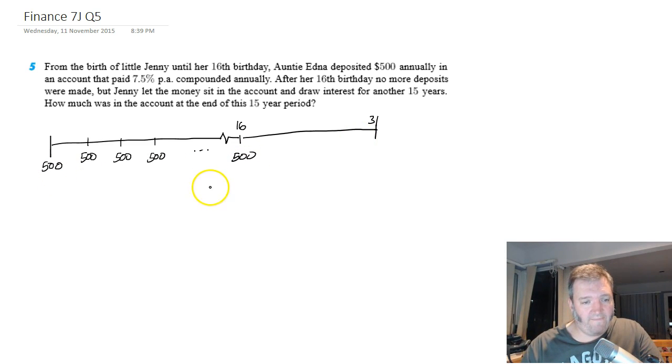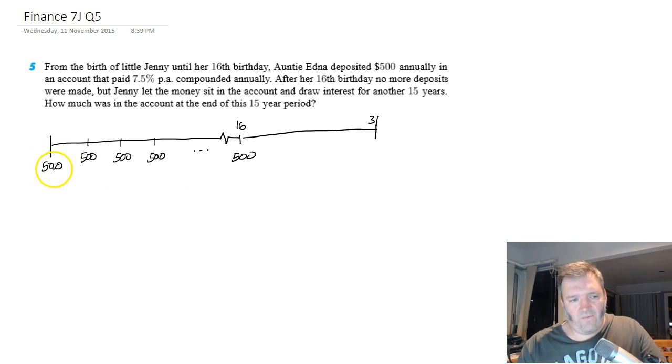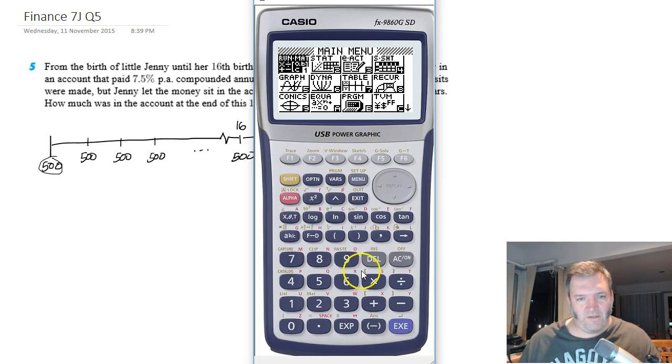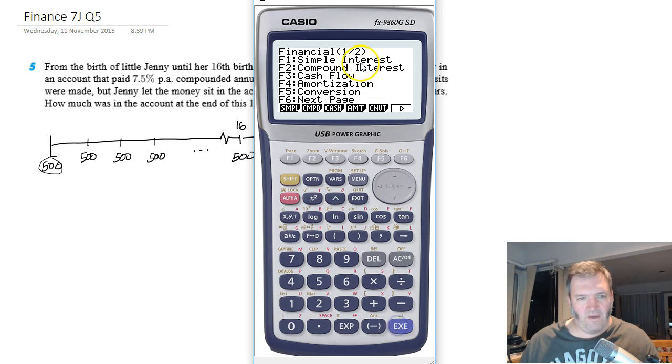So this first bit, well, you can do it without the calculator, or you can do it with TVM Solver. If you were doing it without the calculator, ignoring that $500 payment, we've got the future value of an annuity for 16 years, and you could go ahead and work that out. Here we've got the extra 500 at the start as well, so you'd have to use a future value on that. Just your future value, FV equals PV (1 plus I) to the power of N. But let's just go ahead and put it all in on TVM Solver and see what we come up with.